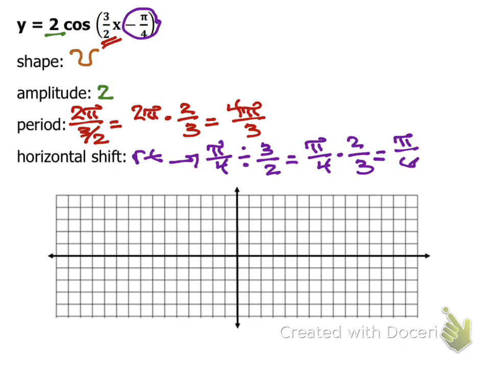Now we want to look at how we want to do our graph. I would say that we make one box be pi over 6. So there's pi over 6, which means that 2 boxes is pi over 3.